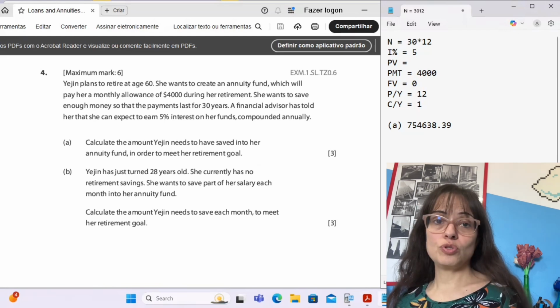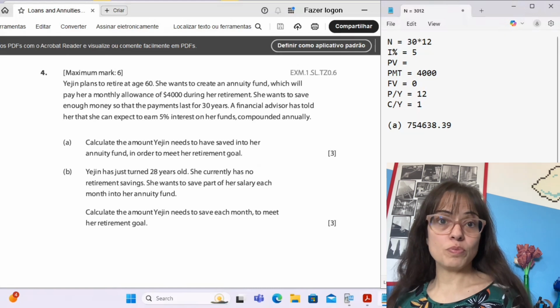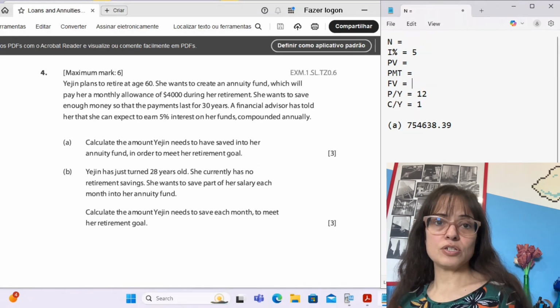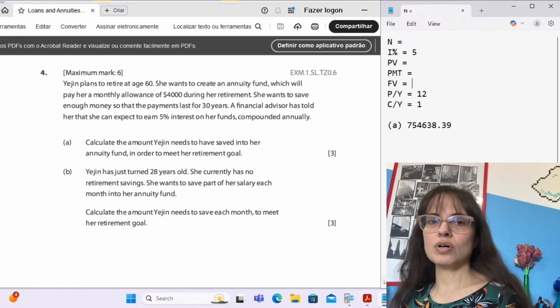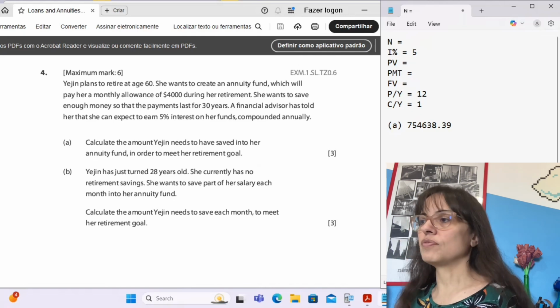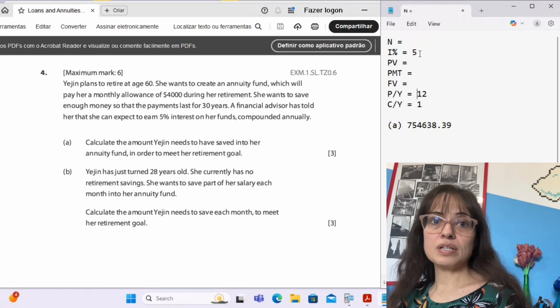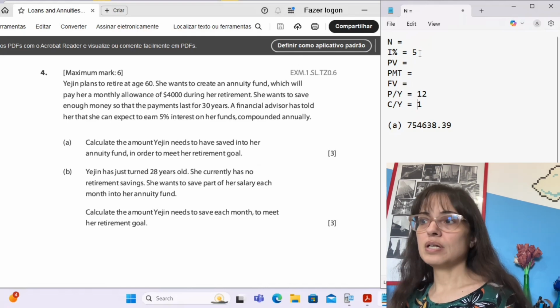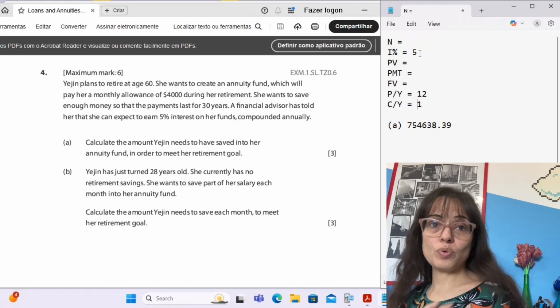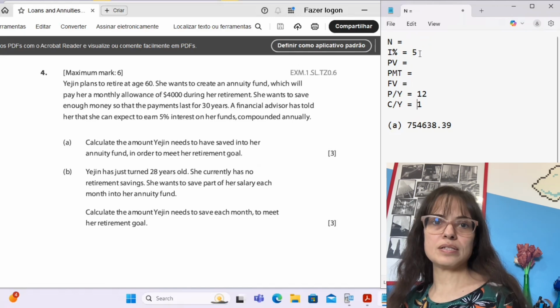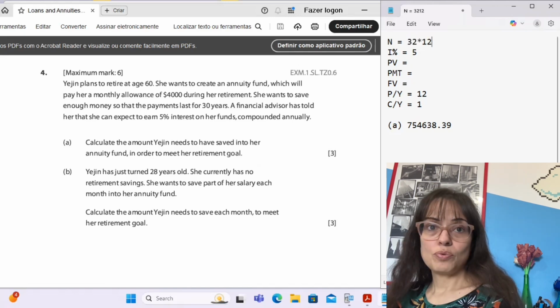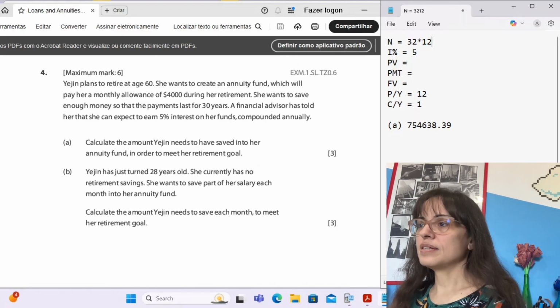So she is going to save a little bit each month. The investment account hasn't changed. So 5, 12, and 1 are still the parameters of the investment account. 5% interest, the payments being done monthly, and the compounding being done yearly. But now she's 28. She's going to save until she's 60, so that is 32 years. So 32 times 12 as the N.